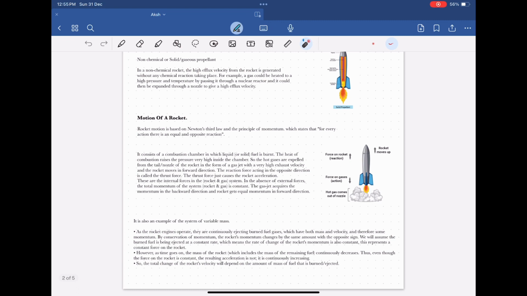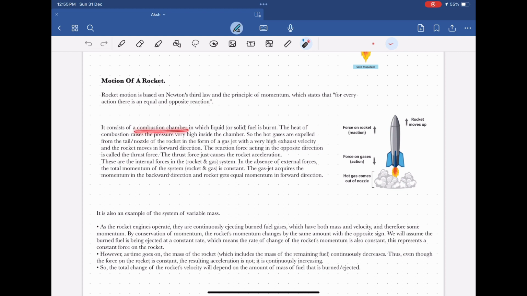Now talking about the motion of a rocket. Rocket motion is based on Newton's third law and the principle of momentum, which states that for every action there is an equal and opposite reaction. It consists of a combustion chamber in which liquid or solid fuel is burned. The heat of combustion raises the pressure very high inside the chamber, so the hot gases are expelled from the tail or the nozzle of the rocket. Here you can see that just below the combustion chamber there is the tail or the nozzle that produces the gas jet, a gas jet with a very high exhaust velocity, and the rocket moves in the forward direction.